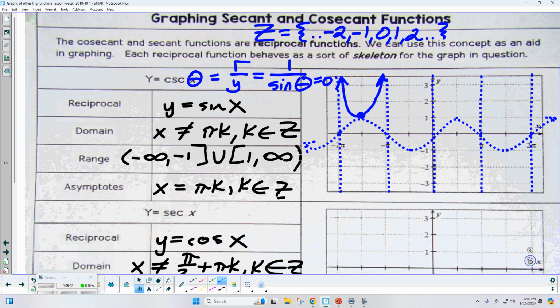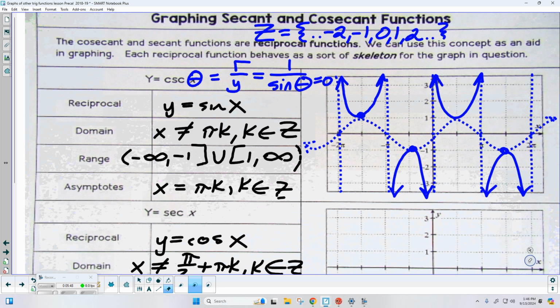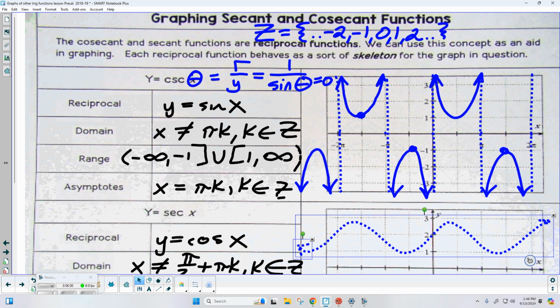So I'm going to have one opening up there, one opening up here, and everywhere I have a minimum, I'm going to have a branch opening down. So there's going to be one here, and then, oh, I don't know why I drew that one there. One here. Probably fit another one. And there we go. Once you have those in, now we can go ahead and remove sine. So let me just pull that out of the way. There is cosecant.